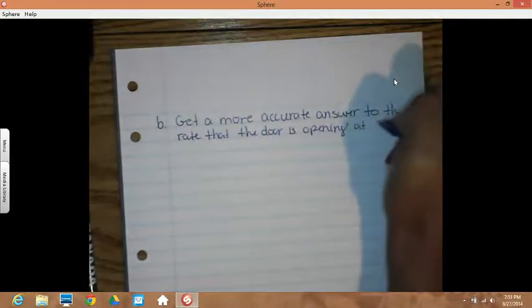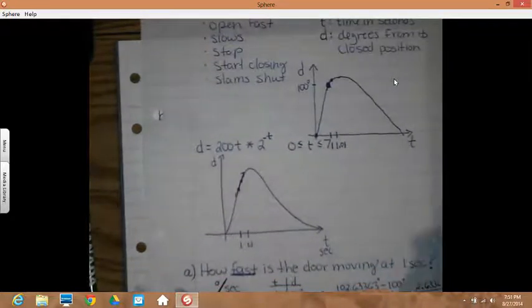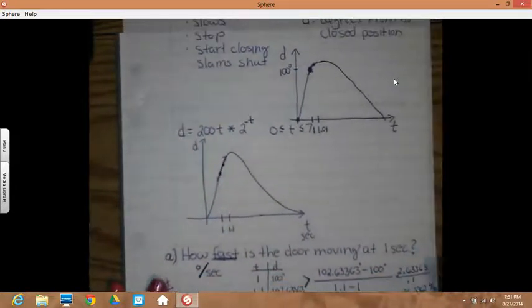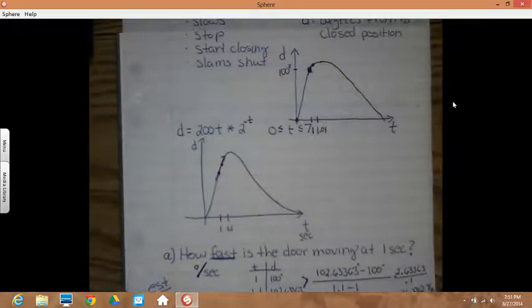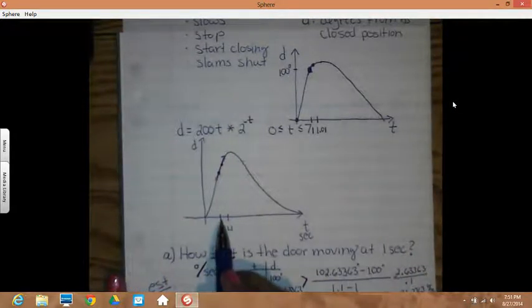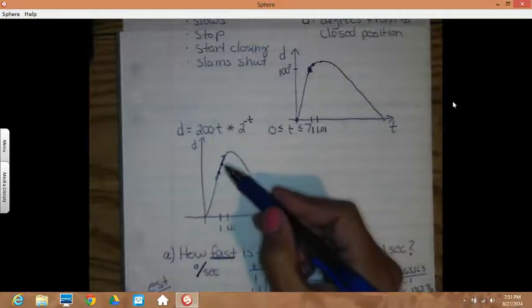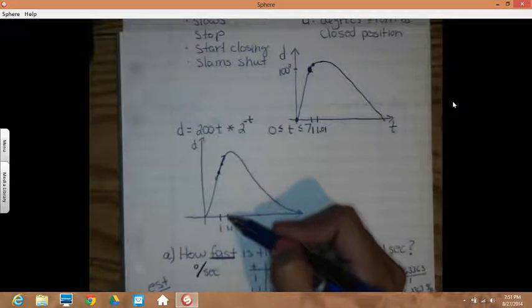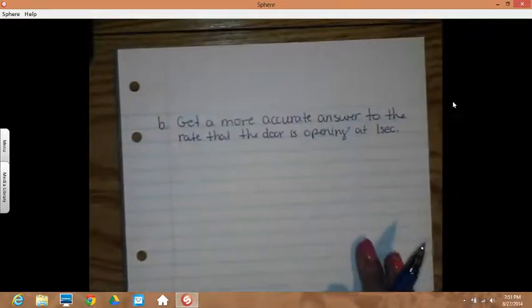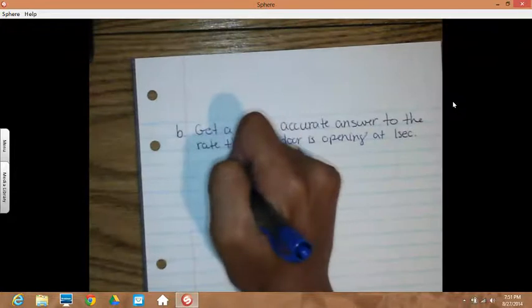at 1 second. So, if you think about it, how can I get a more accurate answer than this 26.3363 that I got? Well, remember I did 1 to 1.1. Well, the only thing we can do is maybe get our second value closer to 1. And then get closer again and keep moving in close to that 1 and see what happens. So we're going to do that. So I'll make a little table again.